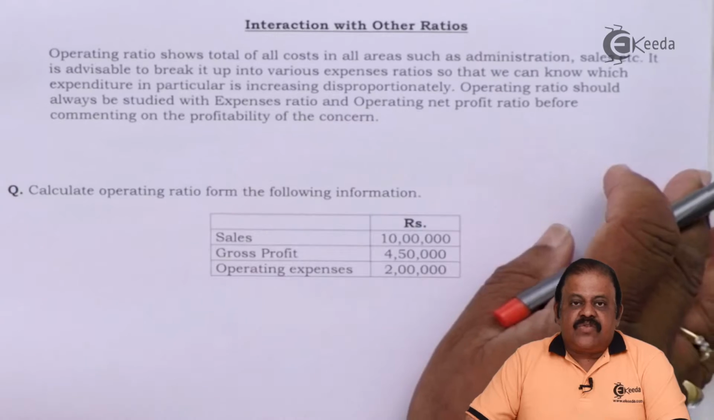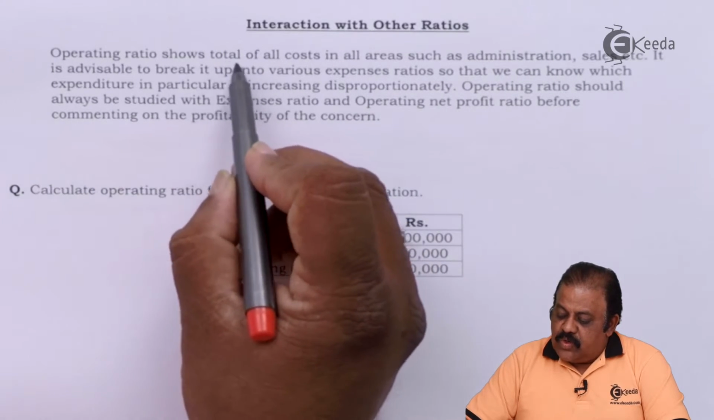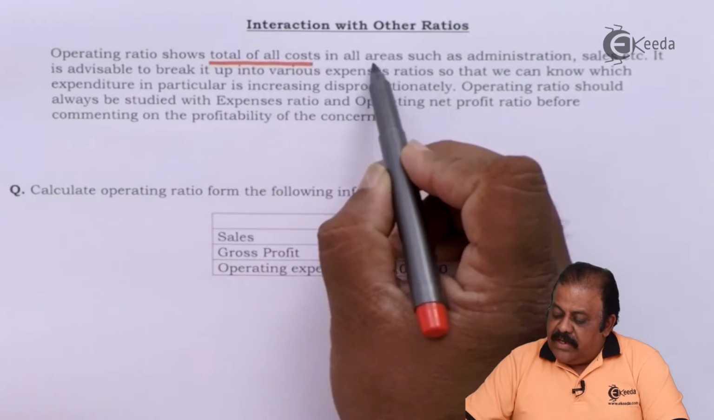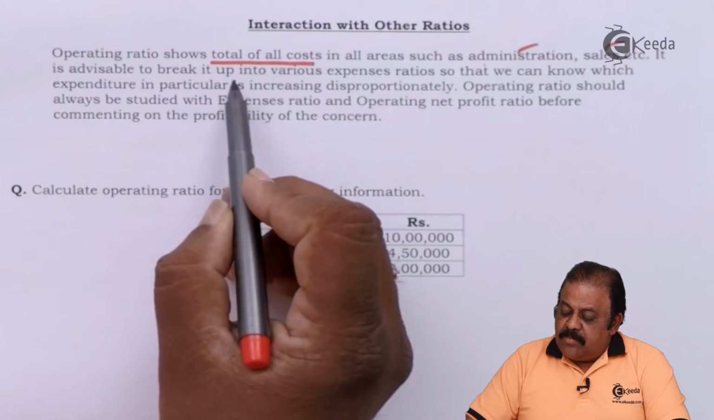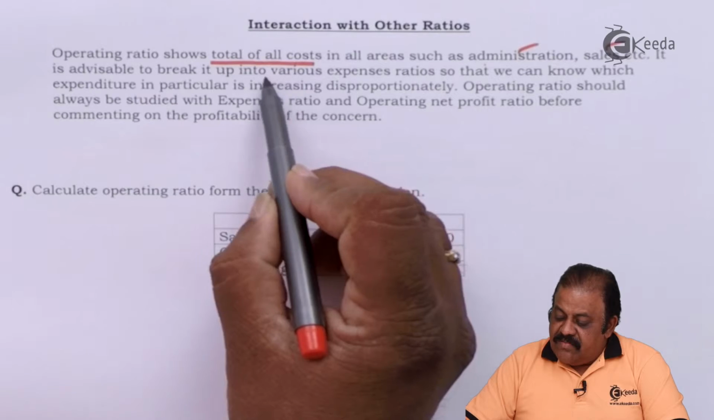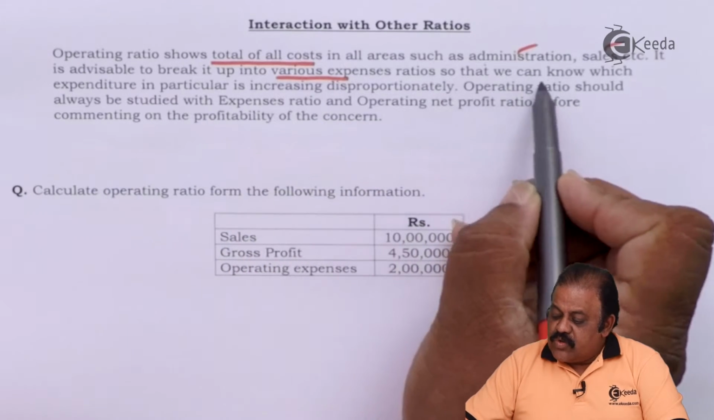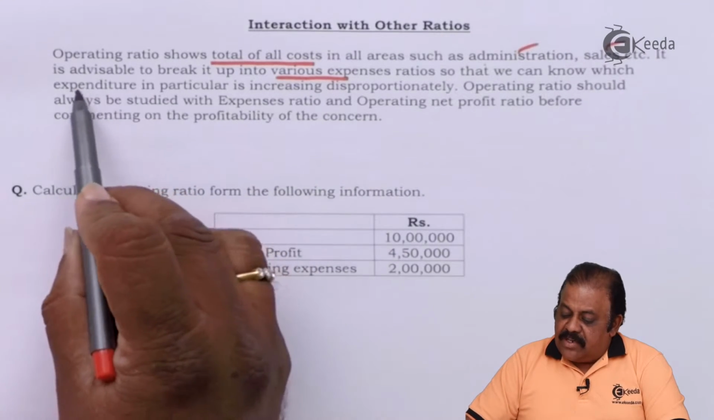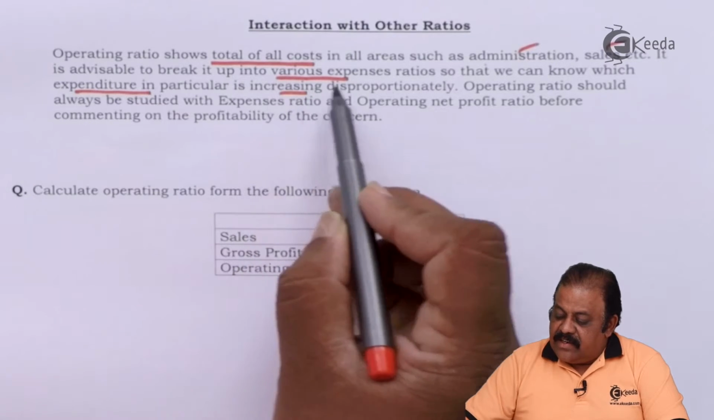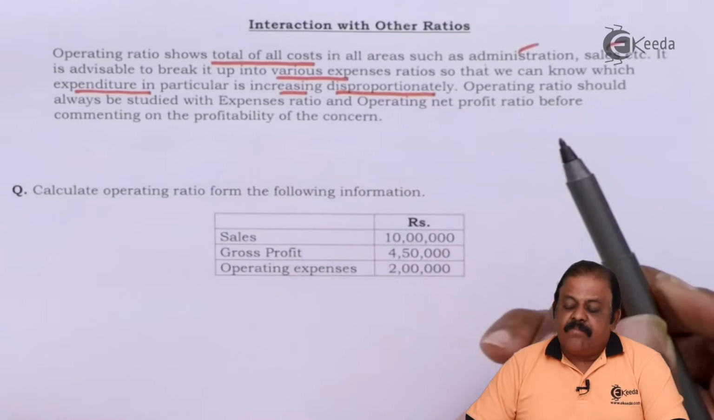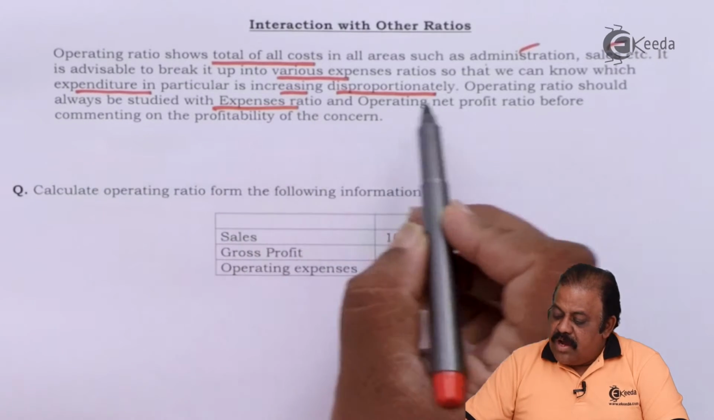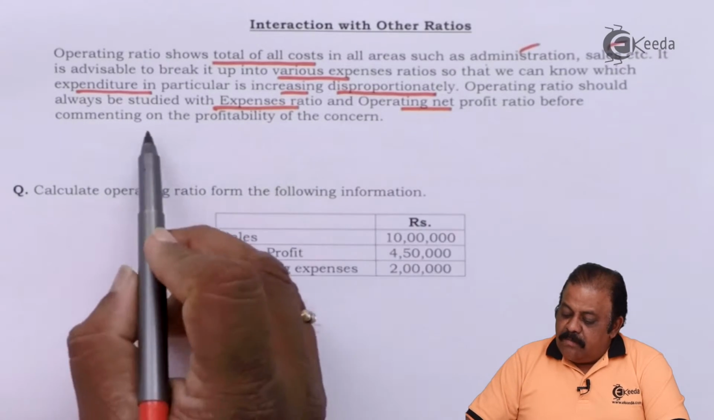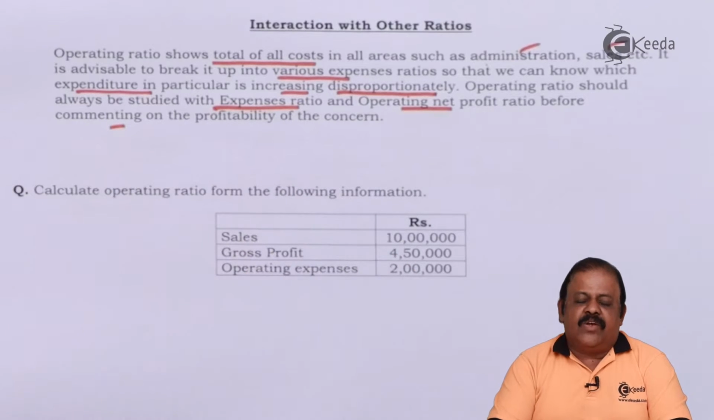Interaction with other ratios. Operating ratio shows the total of all costs in all areas such as administration, sales, etc. It is advisable to break up its various expense ratios so that we can know which expenditure in particular is increasing disproportionately. Operating ratio should always be studied with expense ratio and operating net profit ratio before commenting on the profitability of the concern.